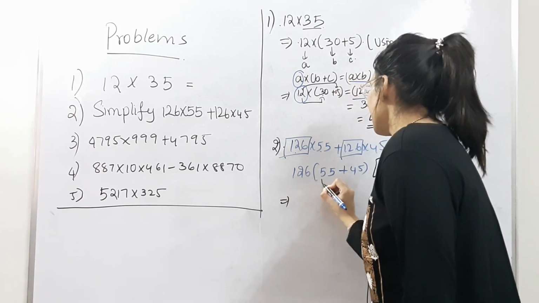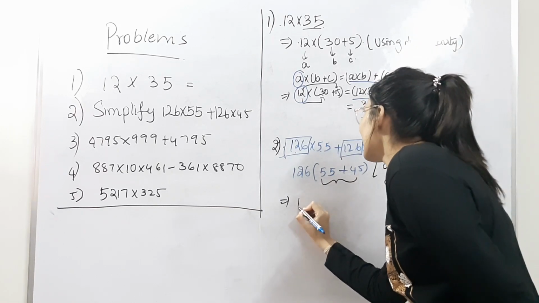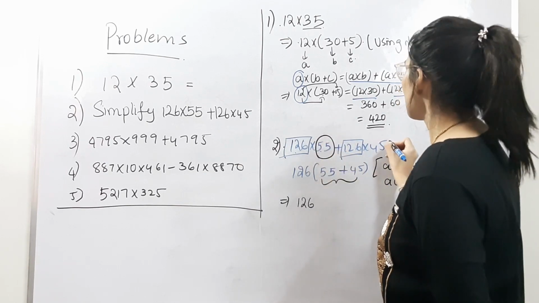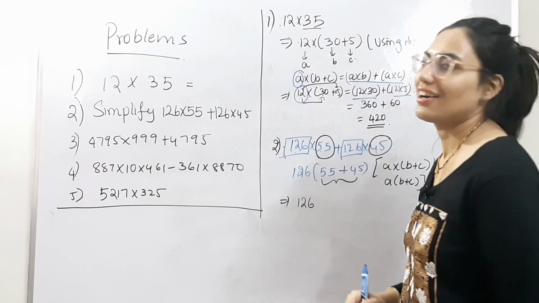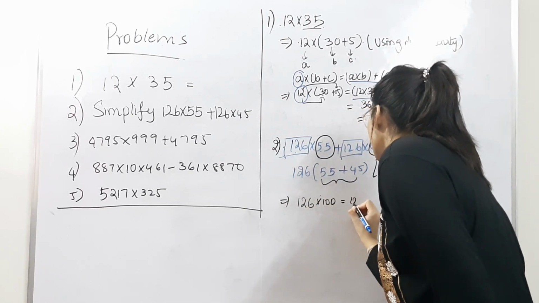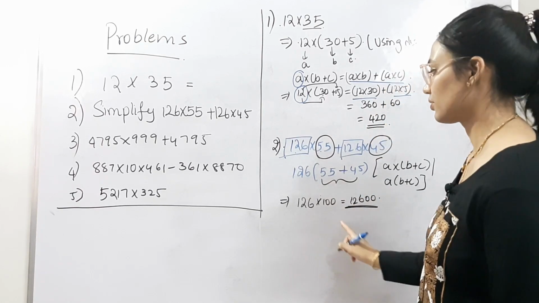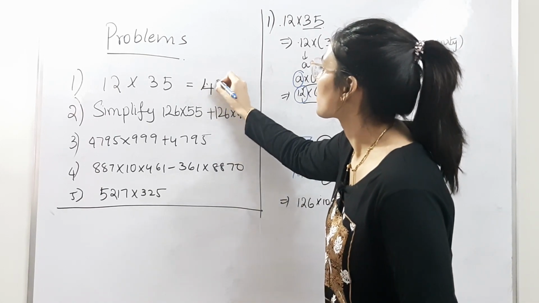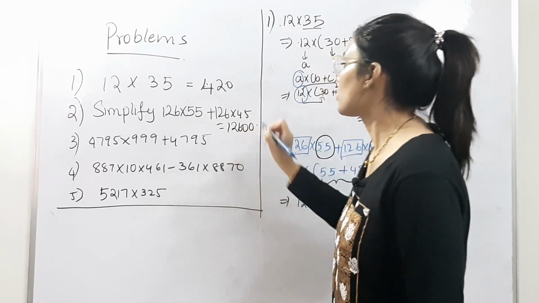What is 55 plus 45? 100. That is the reason we are taking that as common, because the moment we see 55 and 45, you should remember that this sums to 100. So 126 into 100 is nothing but 12600. Okay, so this is the second problem. The first problem's answer is 420. The second problem's answer is 12600.